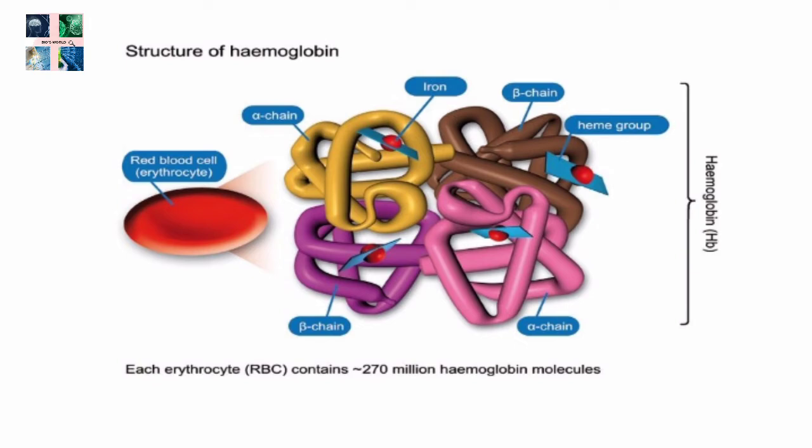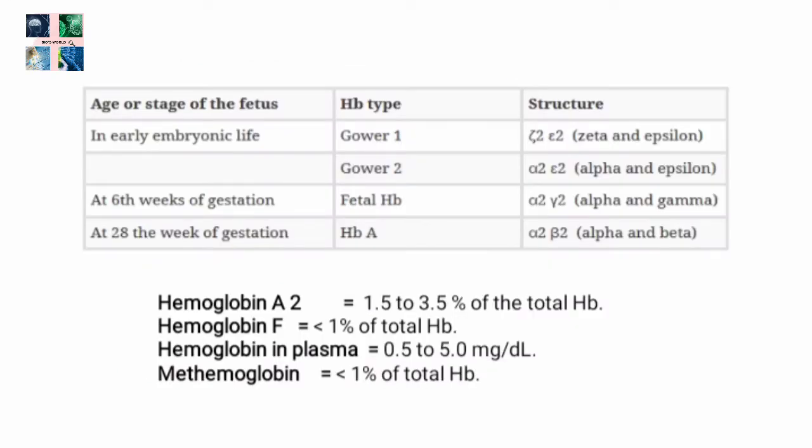Thus, HbA1 is designated as alpha2 beta2. The remaining 2% consists of HbA2, a minor adult hemoglobin. This molecule contains 2 alpha and 2 delta chains and is designated as alpha2 delta2. The delta chain is very similar to the beta chain.